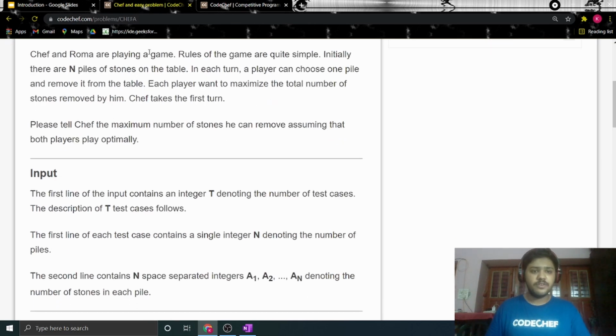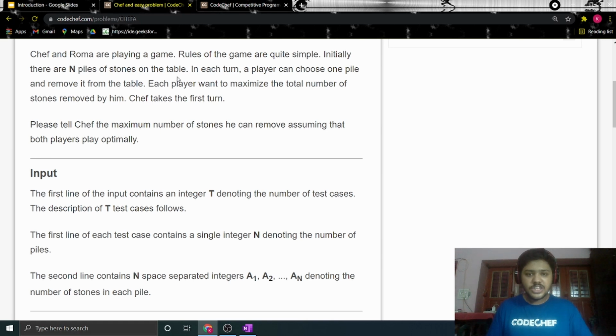So Chef and Roma are playing a game. Rules of the game are quite simple. Initially there are n piles of stones on the table. So basically there are n piles of stones on the table, and in each pile there are some stones. In the ith pile there are a of i stones.